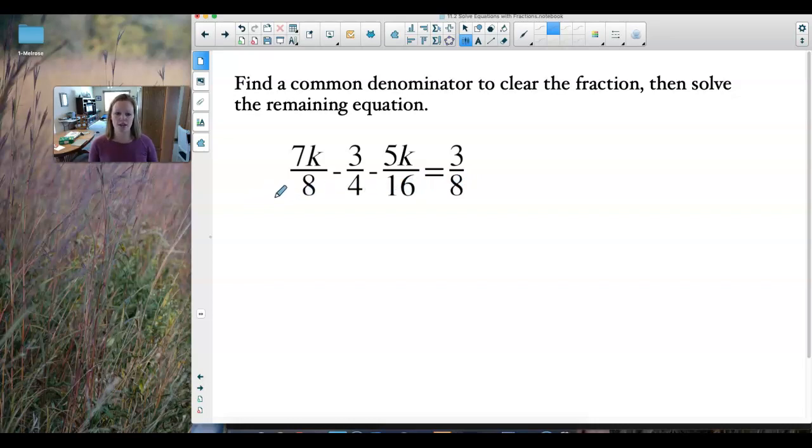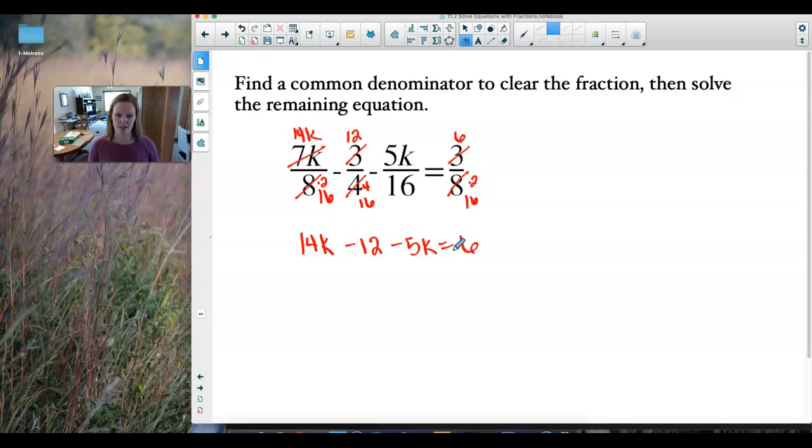So I want to rewrite this. I'm going to write the 8 as a 16, and 8 times 2 is 16, so I'm going to multiply the top by 2, so that's 14k. I'm going to multiply the 4 times 4 to get 16, so times by 4 here is 12. This one's going to stay the same, and then multiply this by 2 to get 16, so the top is going to be 6. Now that the denominators are all the same, I can work through the rest of the problem by just writing the numerators. So I have 14k minus 12 minus 5k equals 6.